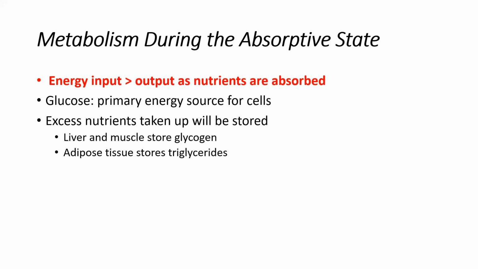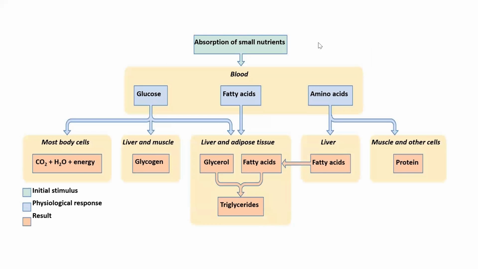So glucose is going to be the primary energy source for most of our cells. And so excess nutrients that we are intaking will be stored up in their relative forms. So they'll be stored up in the liver, in the muscle as glycogen. They'll be stored up in our adipose tissue or our fat tissue as triglycerides, okay? So here is a flow chart that explains what that looks like.